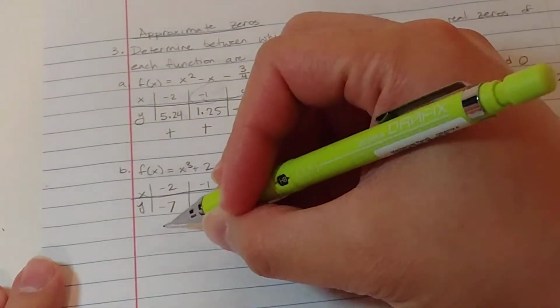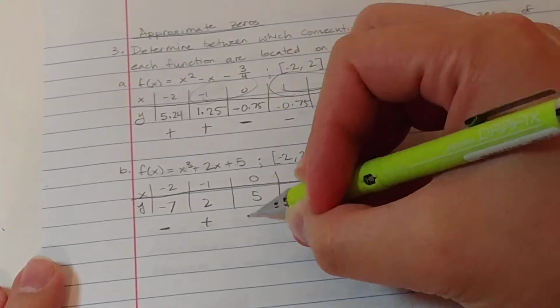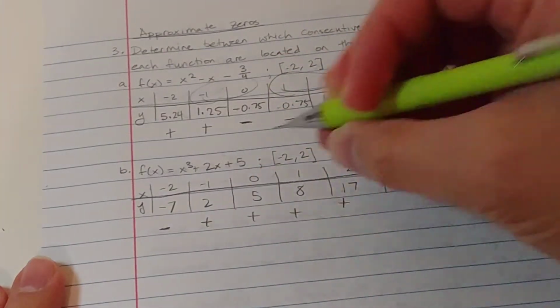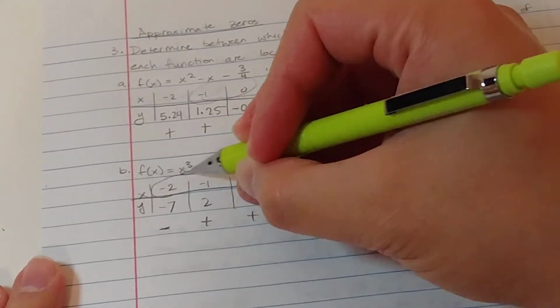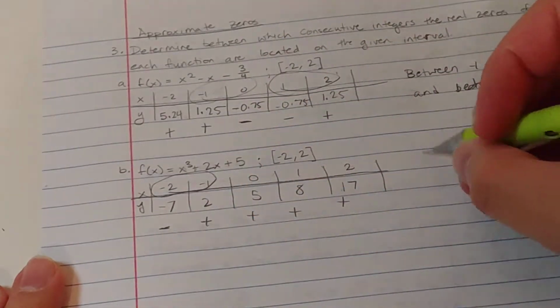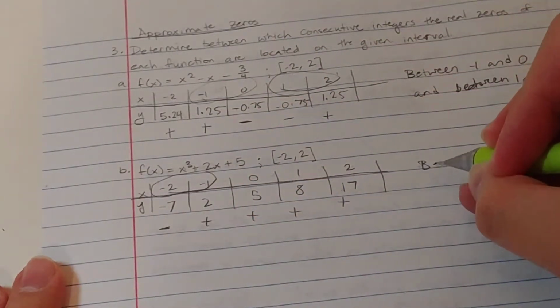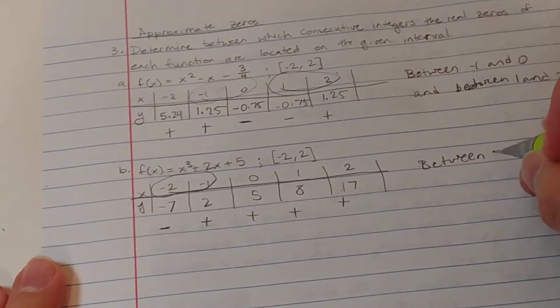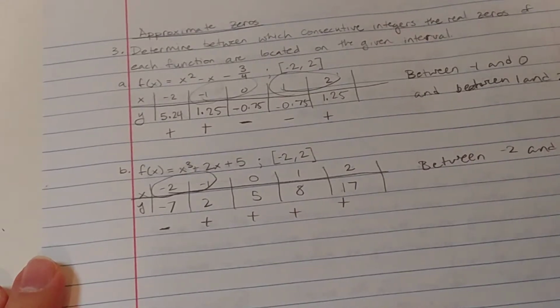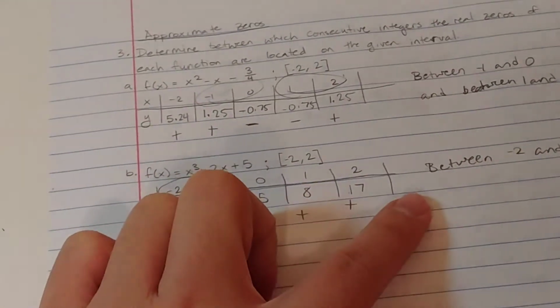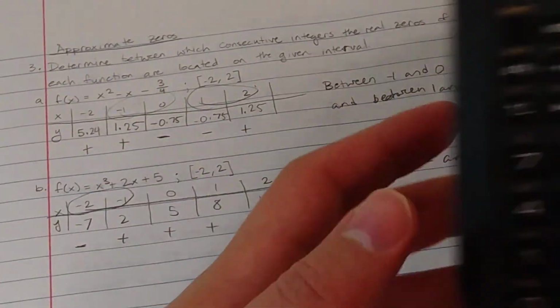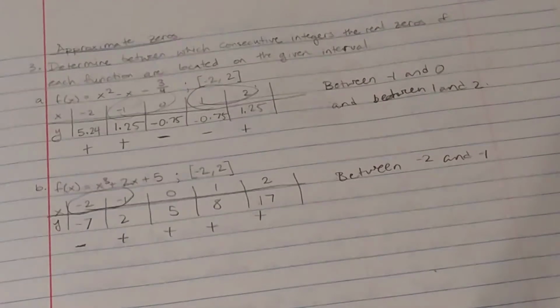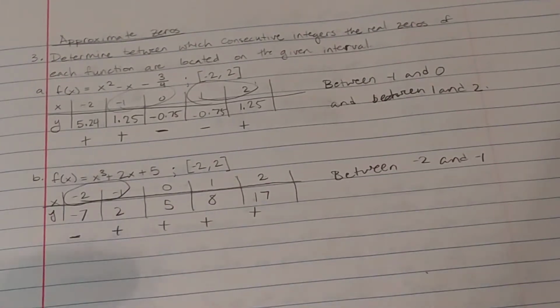So where do the signs change? We have a negative, positive, positive, positive, positive. So where do the signs change? Between x equals negative 2 and negative 1. So there's only one zero, between negative 2 and negative 1. So this one only has one x-intercept.